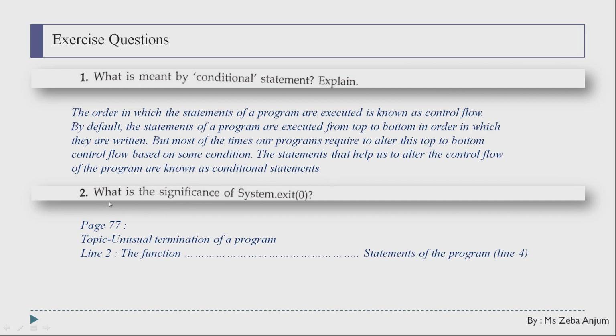Now for question number 2, what is the significance of system.exit 0? What you have to do, open page number 77. In that you have the topic unusual termination of a program, with some points to remember below. Then from line number 2 you have to write down the function system.exit 0. From there you have to write down until the last, that is line number 4, statements of the program. Okay, I think it is clear.